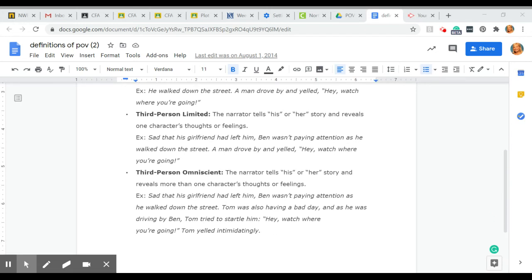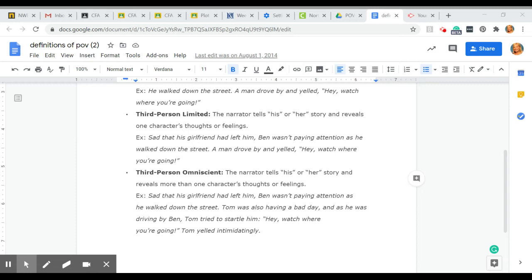Okay, limited. Remember we talked about limited. When you are limited to one item per household, it means that there are some parameters, there's some restrictions. When you are limited in third person limited, you are limited to only one person, one character's thoughts and feelings.